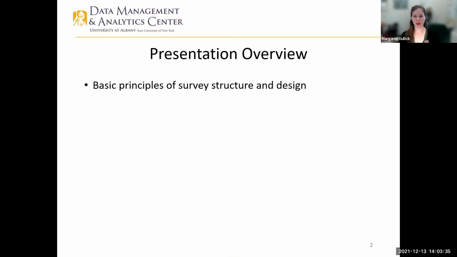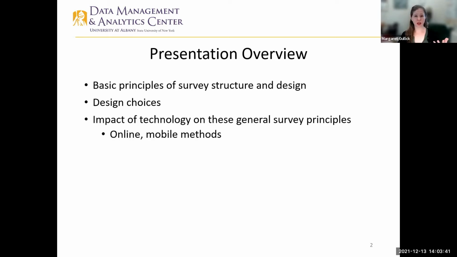So today we'll touch on the basic principles of survey structure and design, some design choices that you might make. We'll talk a little bit about the impact of technology on these general survey principles, particularly for online and mobile methods, and some considerations for Qualtrics.